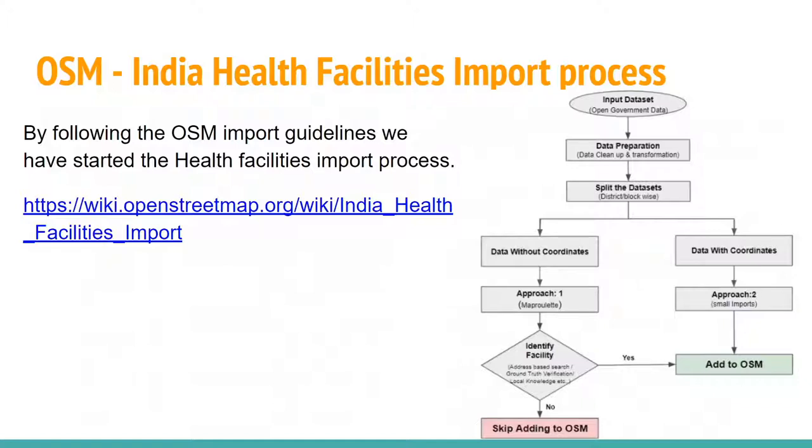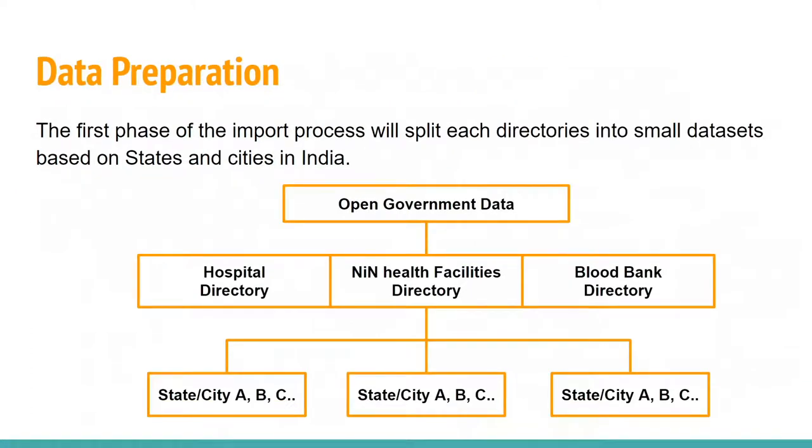Now let's go into the OSM India Health Facilities import process. By following the OSM import guideline, we have started importing the OGD Health Facilities directory into OpenStreetMap with some support from the local community, using a standard workflow which is on the screen. Data preparation is the first phase of the import process, where all three directories from the OGD datasets will be divided into smaller datasets based on the states and cities in India. You can see on the screen, the OGD datasets have been further divided into smaller sections based on states and cities in India.